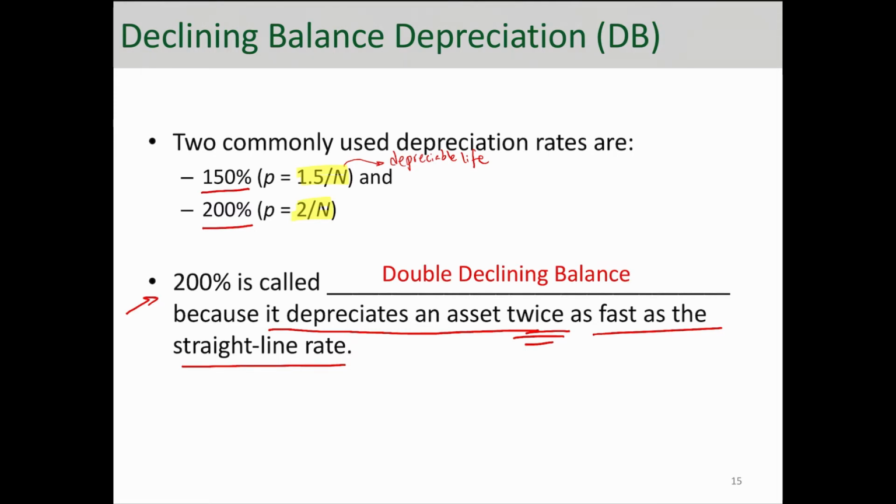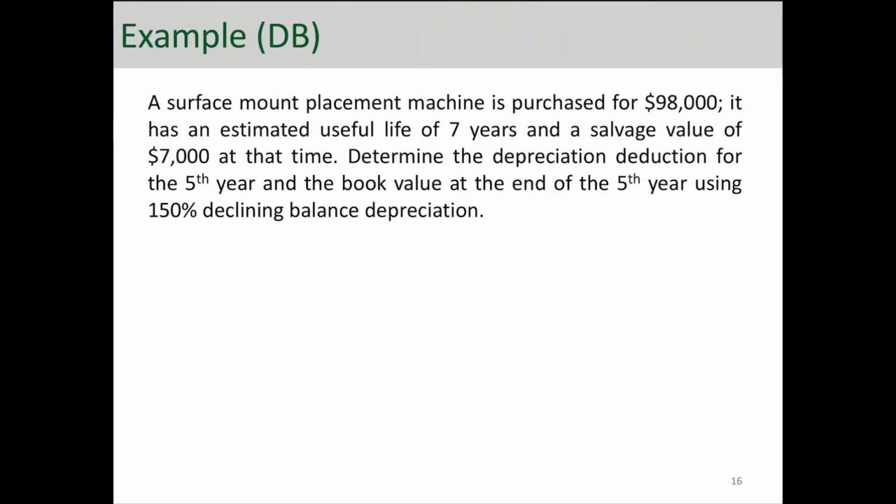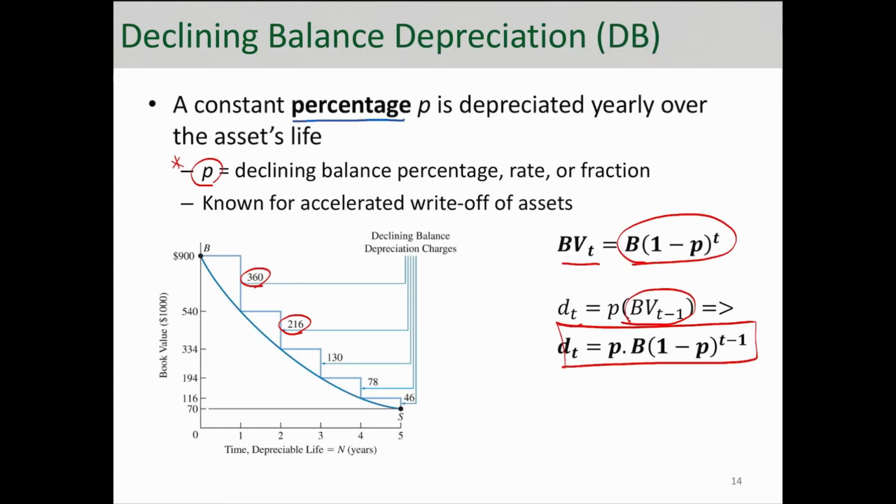So let's take a look at one example to put everything in perspective. This is the same example that we had for the straight line method. A surface mount placement machine is purchased for $98,000. It has an estimated useful life of 7 years and a salvage value of $7,000. Determine the depreciation deduction for the 5th year and the book value at the end of the 5th year using 150% declining balance depreciation. So let's go back to the formulas that we had.